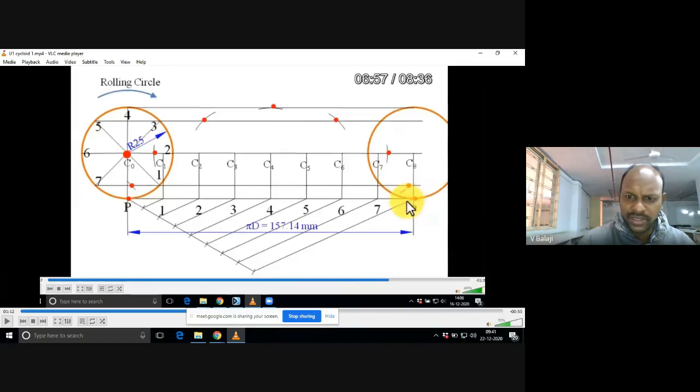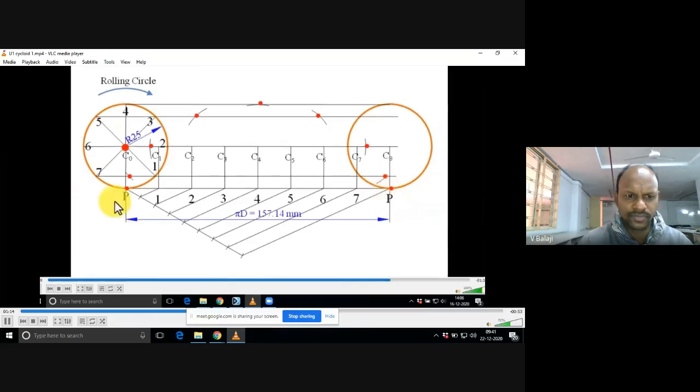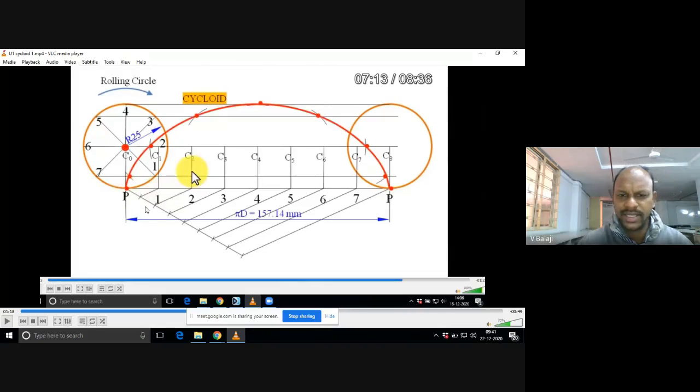Passing through all these points with a smooth curve with your HB pencil, simply join the curve. Just identify, this is the cycloidal curve. Now I am giving you 1 minute. You can ask any questions you are having.